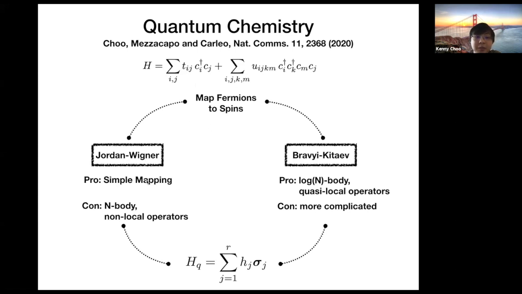So of course, the most simple mapping is this Jordan-Wigner mapping. And there are also other mappings like the Bravyi-Kitaev. For instance, the Jordan-Wigner mapping is very simple, but in the end, the resulting Hamiltonian will be non-local. Whereas in, let's say, the Bravyi-Kitaev mapping, the final Hamiltonian will at least be quasi-local, where the operators have a log n support.